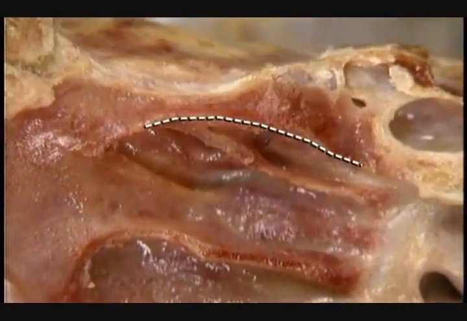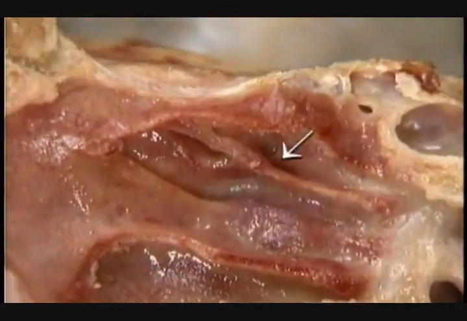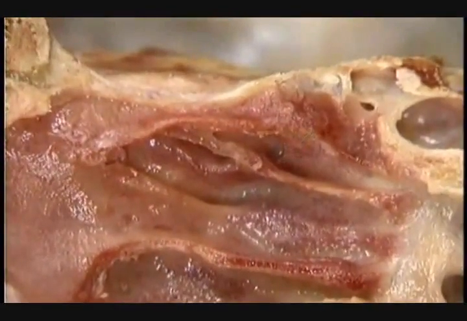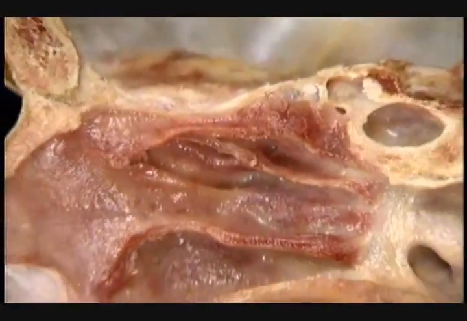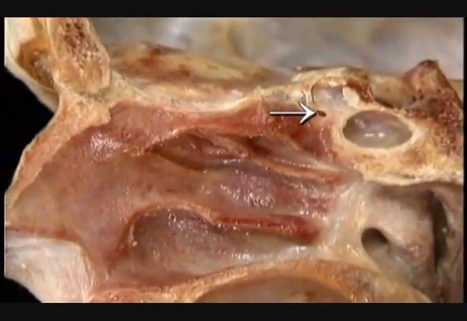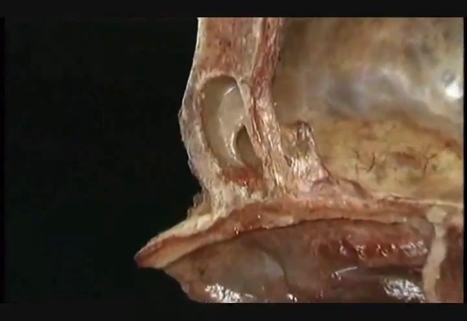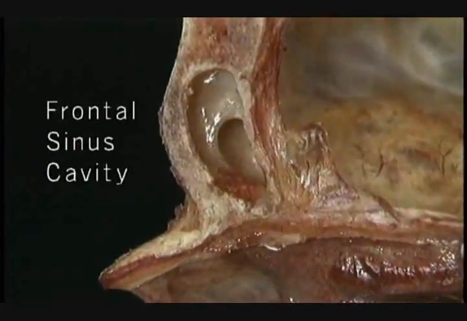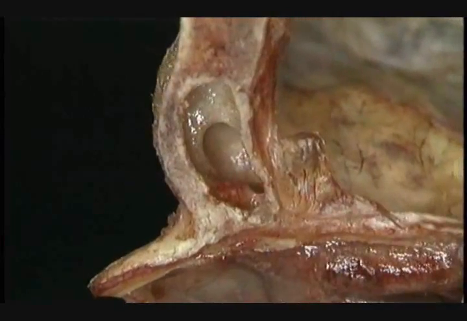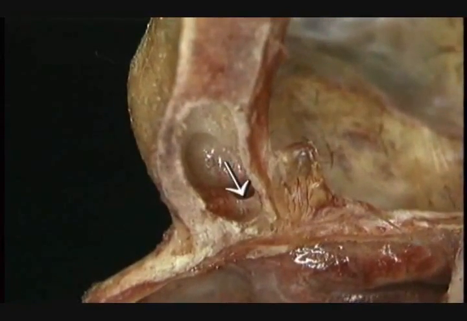Here's where the superior concha was. The more posterior ethmoid air cells open below the superior concha. The sphenoid sinus, which is this cavity, opens forwards into the highest part of the nasal cavity, the sphenoethmoidal recess. Here's the frontal sinus cavity in a different specimen. The opening to the frontonasal duct is behind here.